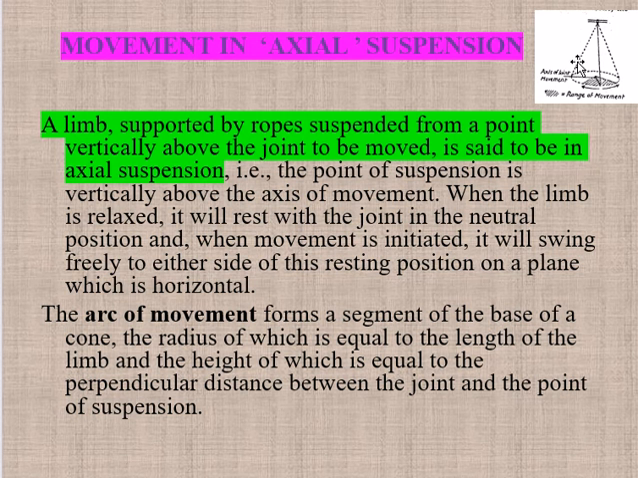Basically, an arc of movement is formed at the base of a cone. We can say the arc of movement basically forms a segment of the base of the cone, the radius of which is equal to the length of the limb, and the height of which is equal to the perpendicular distance between the joint and the point of suspension. This is axial suspension. Basically, in axial suspension, the limb is supported by ropes, and the point of suspension is vertically above the axis of the movement.